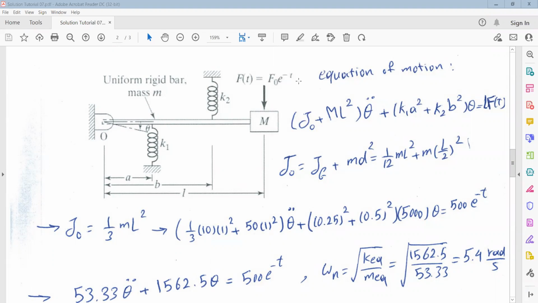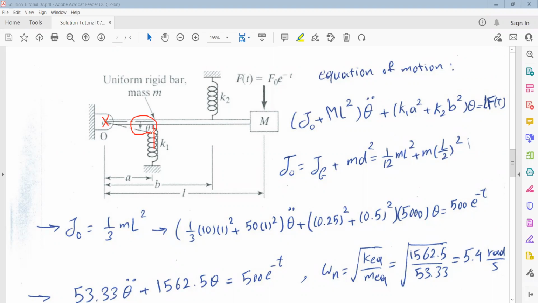Here we don't have any damper, so clearly the equivalent damping is 0, but we need to calculate the equivalent mass and equivalent stiffness. To extract the equation of motion, we can write the moment equation about this point O. If you write the moment equation and assume that this rigid bar is rotating in clockwise direction, in positive direction of theta, we will have two forces due to the springs.